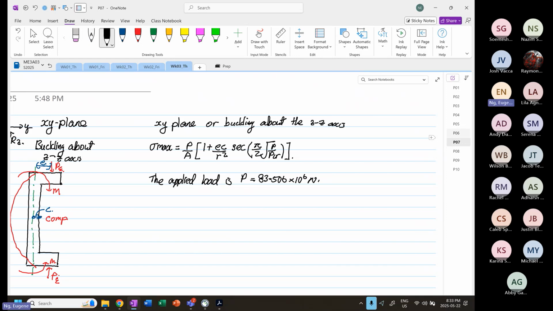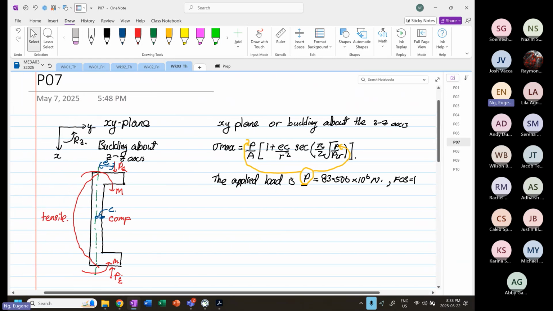Because the factor of safety is equal to 1, right? So remember we calculate PCR earlier, but our PCR is equal to P because the factor of safety is equal to 1. Now this P over here corresponds to this P. This P over here is the applied load. So this situation is like that.